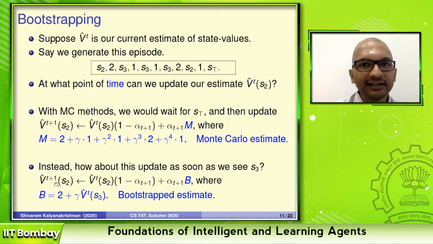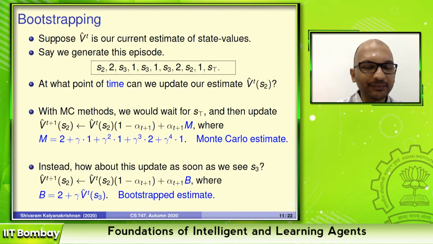We want evidence in order to update V of S2. We have a little bit of evidence coming from the fact that we got a reward of 2 and then we went to S3. This is something that's from a freshly generated episode. So use that evidence then and there. And how do you use it? You take 2 plus gamma times your current estimate starting from S3 as that new estimate. So if you look at it, B, which is your new estimate, is depending on your old estimate, and it is in this sense that it's called bootstrapping.